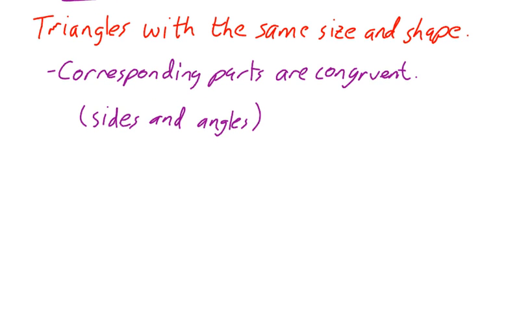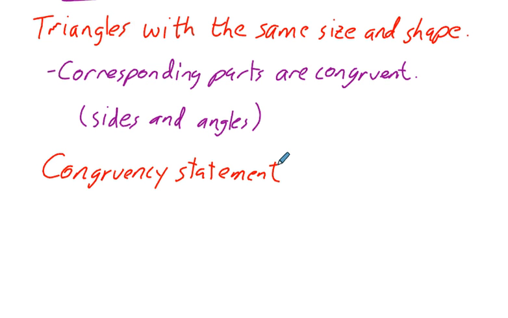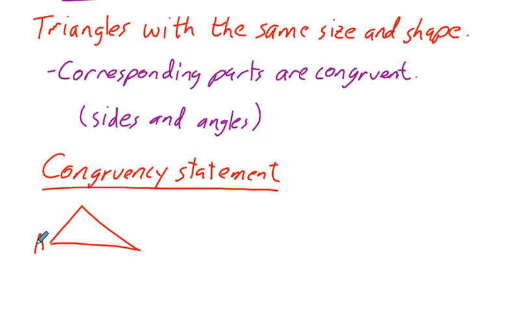So when we know that two triangles are congruent, then we can write a congruency statement. A congruency statement is just that. It's a statement that we write that states triangle A is congruent to triangle B. And the way that looks is, so let's say we have a triangle here, so let's say A, B, C, and then we have the second triangle over here.